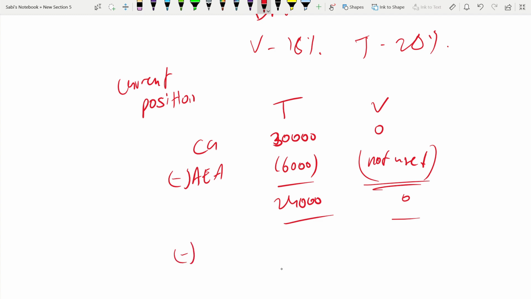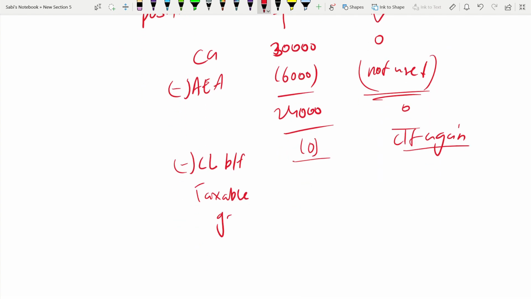Less capital loss brought forward. He doesn't have any loss, but for her, it is carried forward again because there is no gain this year. So after that, the taxable gain is 24,000 and 0.